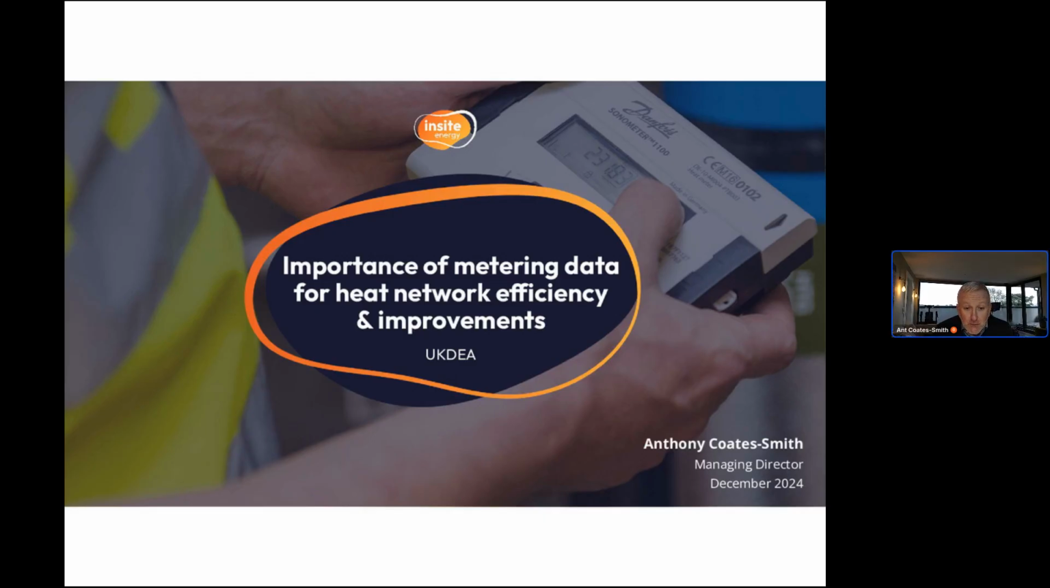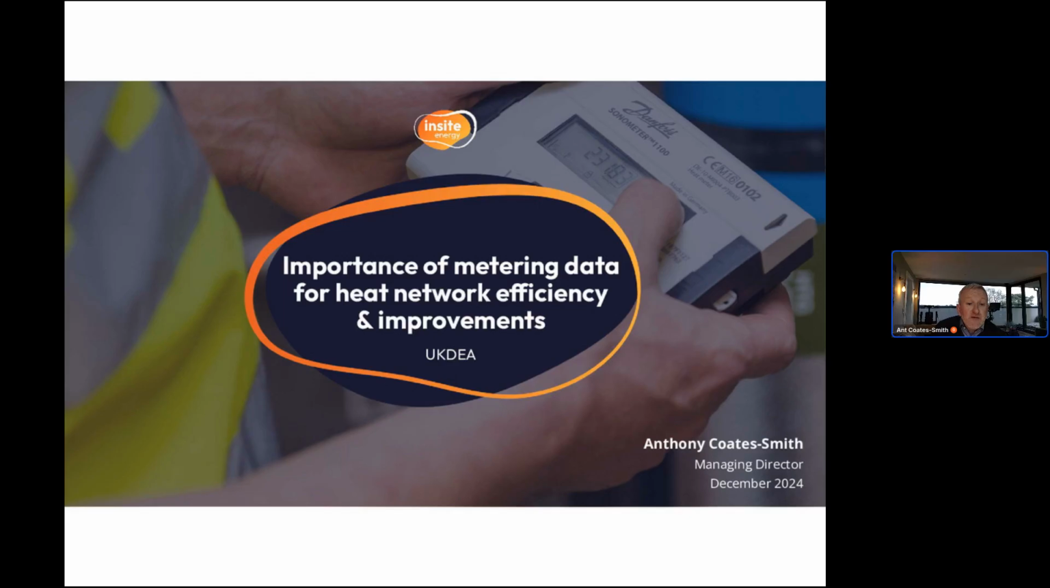Now, I'm here today to talk to you about the importance of metering data for heat network efficiency and improvements. So why does metering data matter? Well, accurate meter data is a critical factor in ensuring the successful operation of heat networks. All stakeholders in a heat network rely on meter data to ensure compliant and efficient operation. Effective monitoring of meter data will quickly identify when and where things may go wrong, enabling faster remedies and better outcomes for protecting consumers and operators alike.